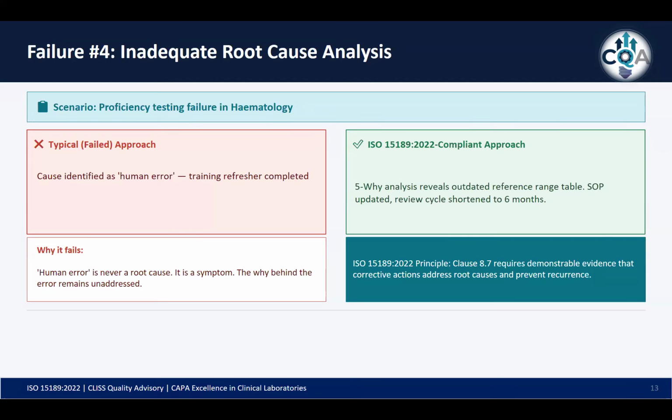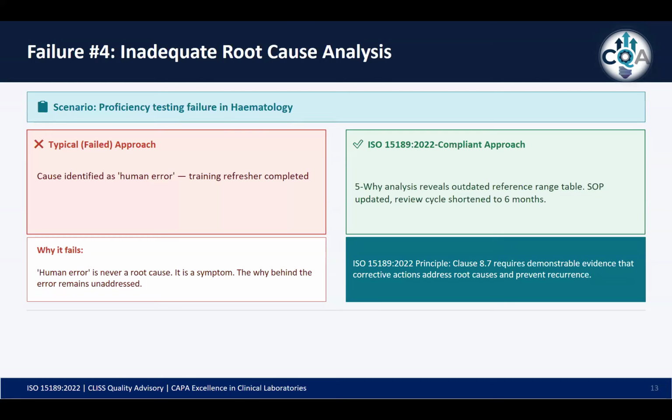Proficiency testing failure in hematology. In most cases, you will find people say cause identified as human error. Training refresher completed. In most cases, you will find that this is just a form that has been completed and people would say training has been completed. But human error is never a root cause. It is just a symptom. We need to identify the why behind the human error.